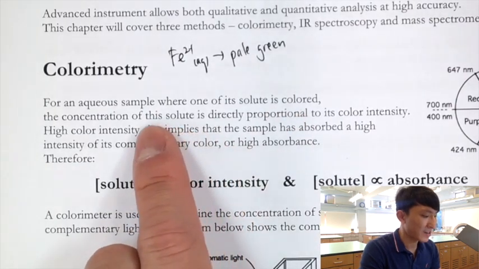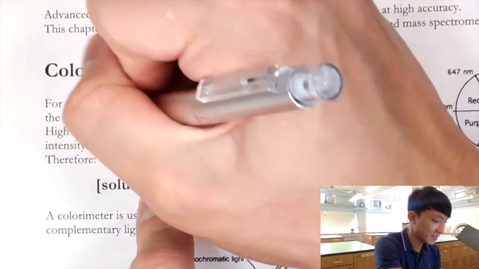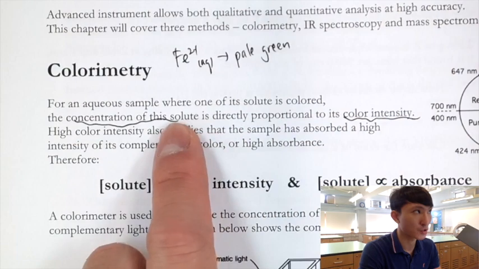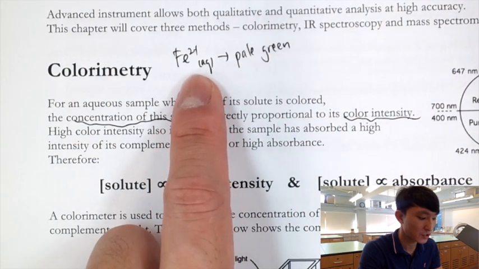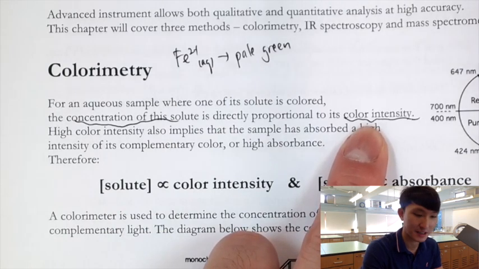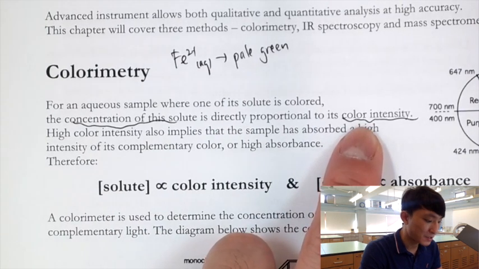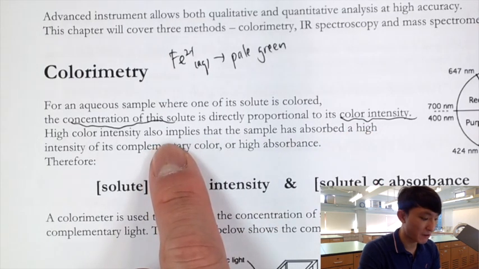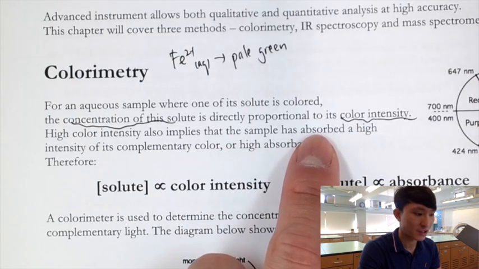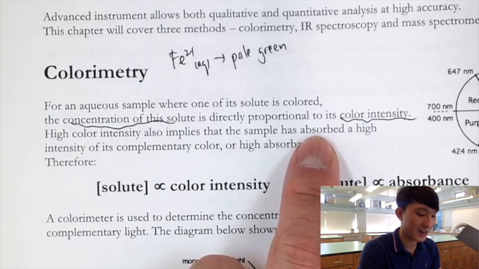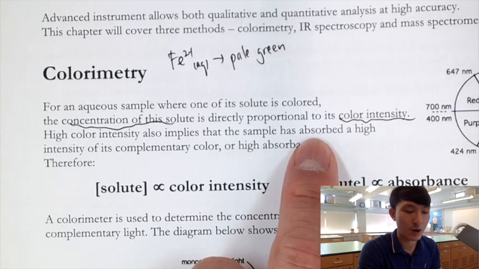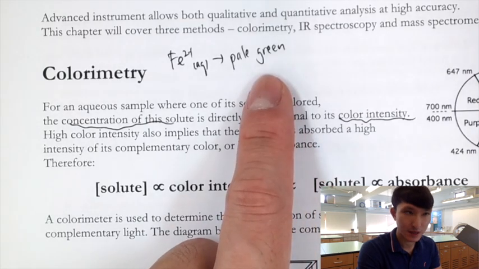And we know that the concentration of the solute is directly proportional to the color intensity, right? That makes sense. The more concentrated the Fe2+ is, the more green it is, or the intensity of the pale green color increases. And if you see a very green color, that means the sample must have absorbed some of the light, and the greener it is, the more light it absorbs. But the question is, what particular color will a green sample absorb the most?